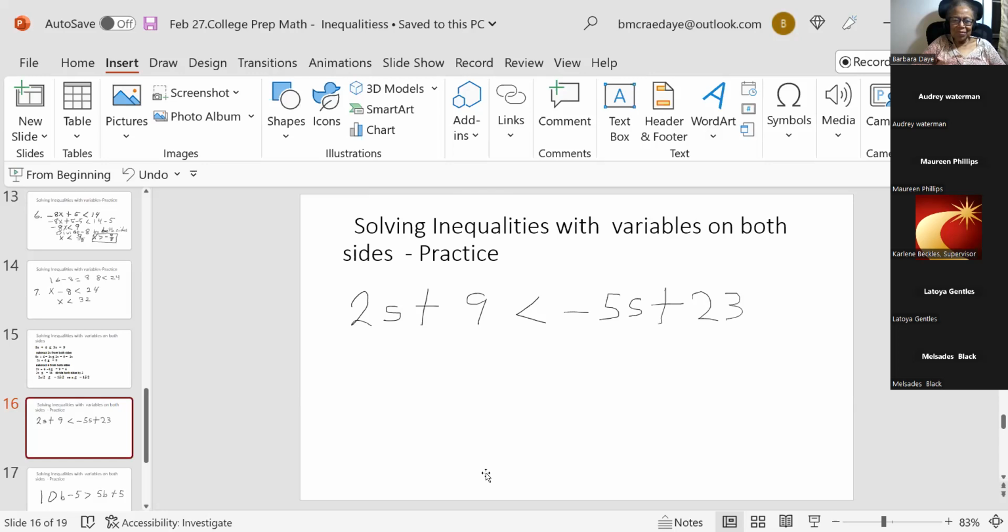Subtract. Which one are you subtracting, Audrey? The 9. Yeah, that's right. You could do that. Subtract the 9 from both sides. Very good. Okay, so let's subtract the 9. Audrey subtracts 9 from both sides.